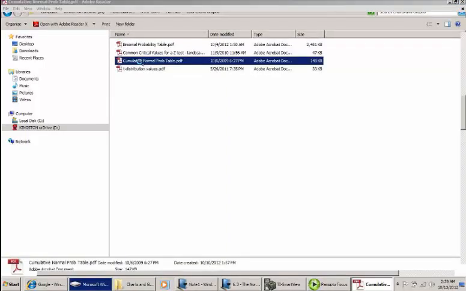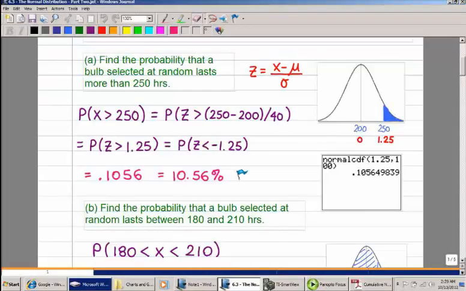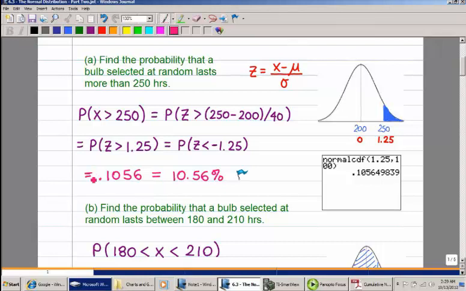Here we go. Negative 1.25, there it is. 0.1056. So by changing it over to the opposite sign, we got the answer directly. And it's 0.1056, or as a percent, it is 10.56%. I like to sometimes show the probability and the percent, because sometimes the question may ask for it as a percent, but you can see all you have to do is just use standard conversion to percent.